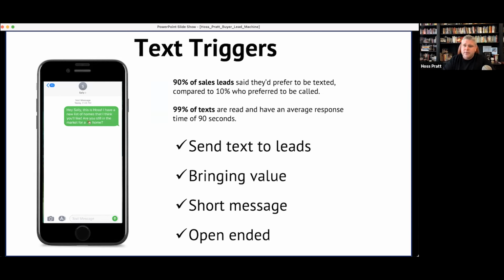Now we have leads. So how do we do it? Simply create it. Send a text to leads, bring value. It's always a short message, and it's open-ended. I'm not going to put in there a digital business card. It's simply to create interest. And that's what we want to do.